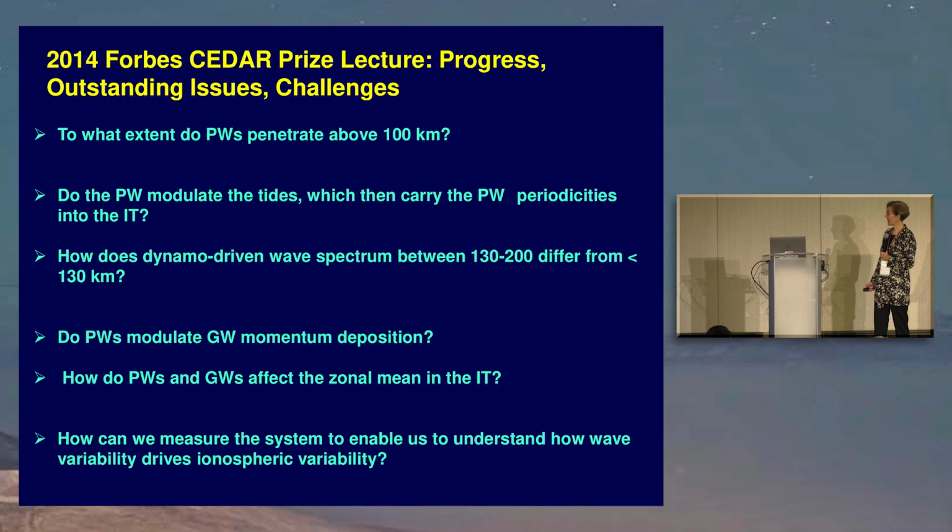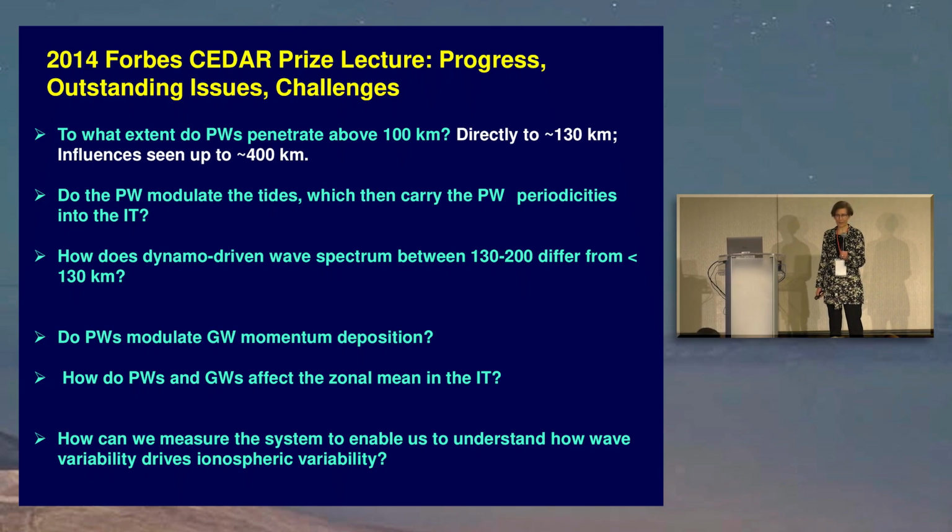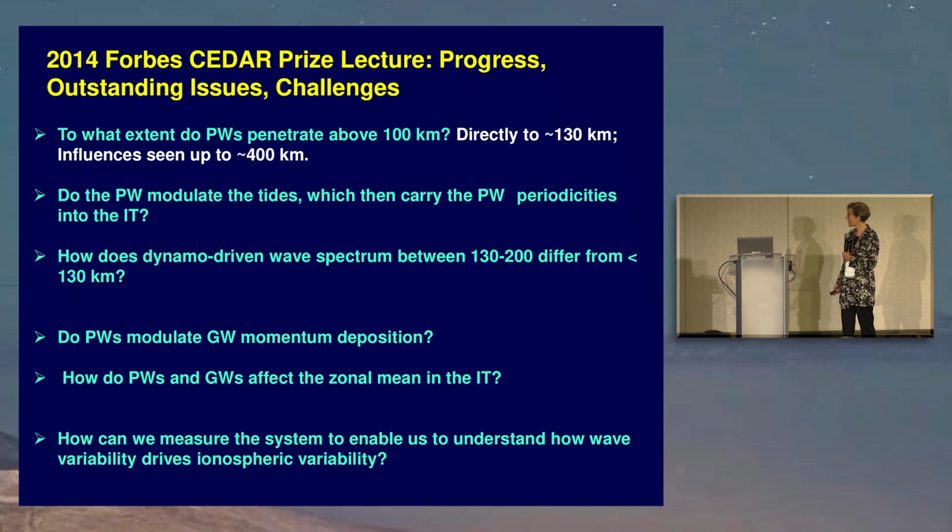Forbes asked in 2014, to what extent do planetary waves penetrate above 100 kilometers? So we now know that the 6-day wave and the 2-day wave propagate directly to about 130 kilometers, but that their influences are seen at least up to 400 kilometers. We saw the equatorial ionization anomaly in the 6-day wave, and I didn't present it, but there have also been 16-day perturbations to the equatorial ionization anomaly that were published by Shangan.